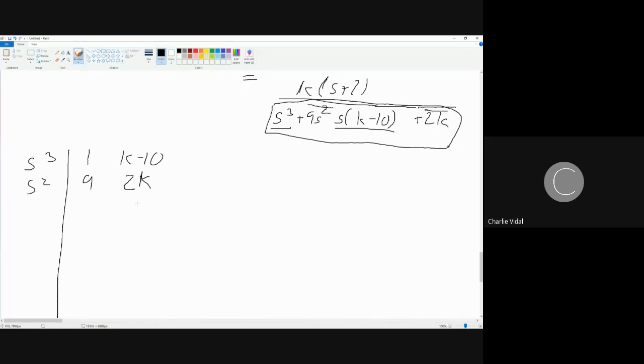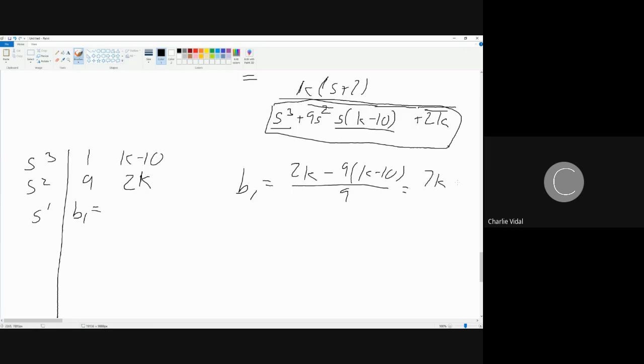We are now going to find S1. So this is going to be B1, and we find B1 by doing 2k times 1 is 2k, and then minus 9 times (k minus 10) over 9. That's going to be equal to, I'll just skip ahead, but you will have to solve this out for the quiz, obviously, to get the answer.